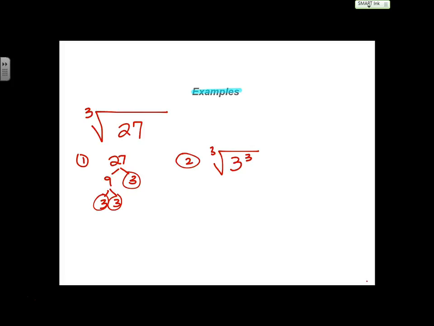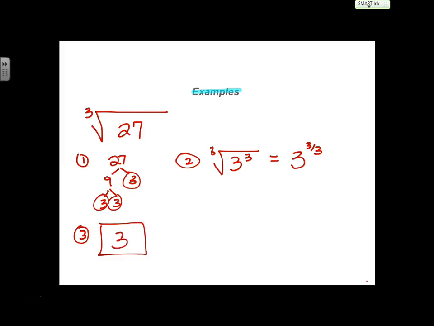Now some of you can jump to the final answer, but hold on. Just for the trickier ones, we can make this 3 to the 3 over 3. We changed it to exponent form. And then 3 over 3 is 1, so what would our final answer be? 3 to the 1, which is 3.